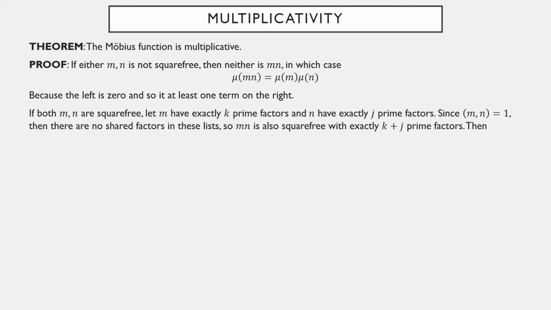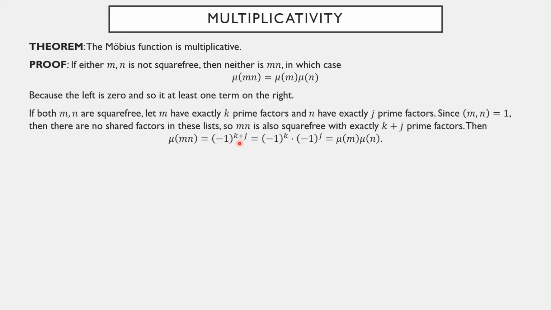Since the two numbers are relatively prime, there is no prime number that appears in both factorizations. Therefore, the product is also square-free. I took k distinct prime numbers and multiplied them by j distinct prime numbers, and there's no number shared in between. So altogether, I have k plus j distinct prime numbers in the factorization of mn. In which case, since mn has no square factor and has k plus j distinct prime factors, mu of mn is negative 1 to the k plus j power.